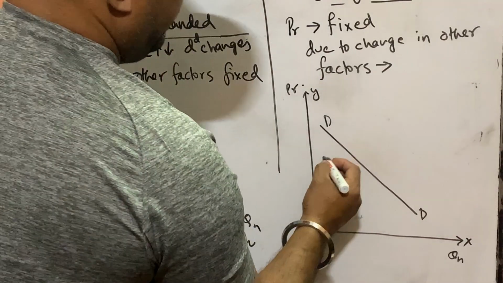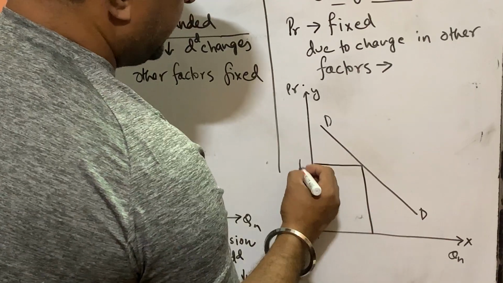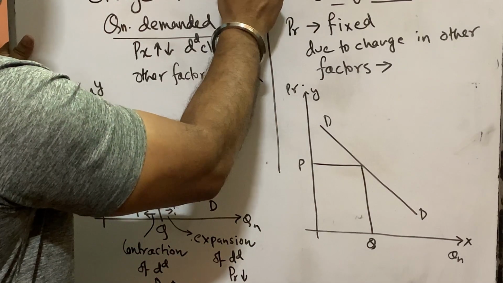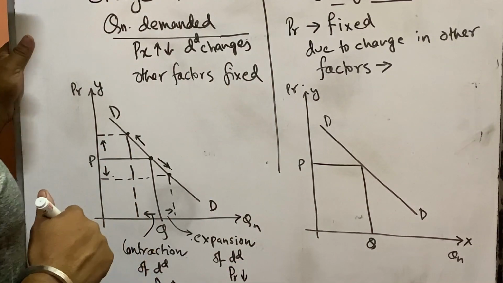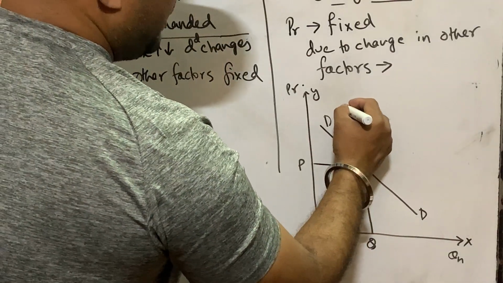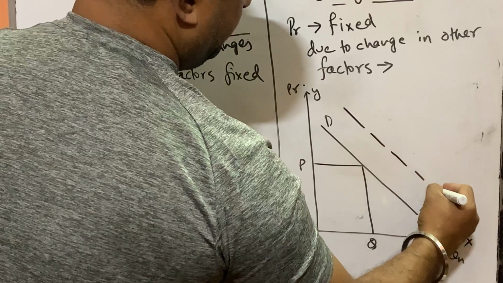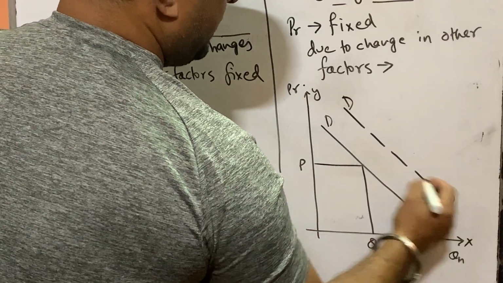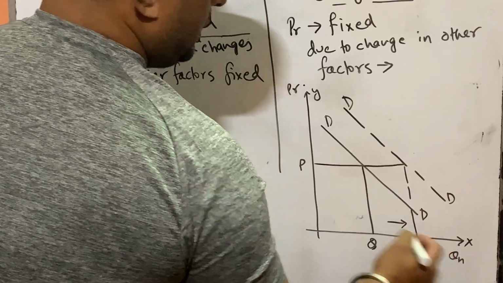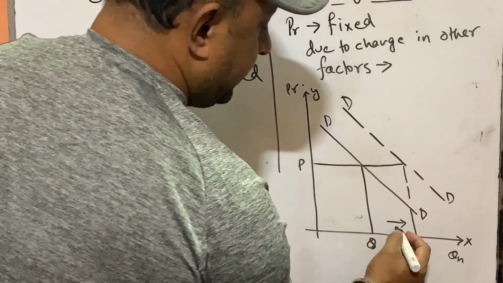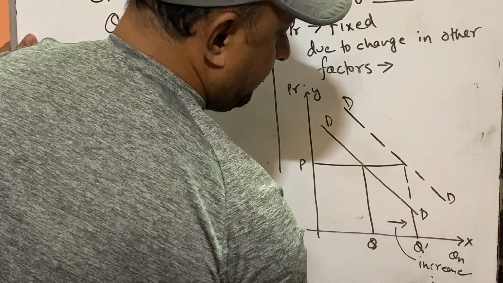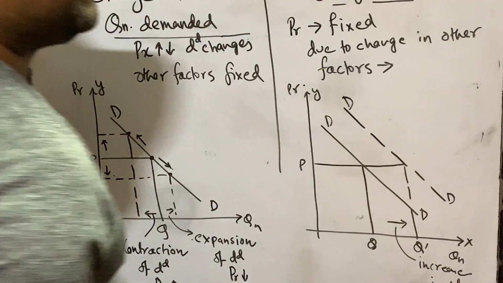Okay, suppose this is the initial price and demand. Here we know there is no change in the price. Now if the consumer's income increases, what happens? Demand will also rise. That time the demand curve will shift to the right side. This is the new demand curve. With the same price, he is consuming more goods. Okay, this is increase in demand. Demand rises, increase in demand.